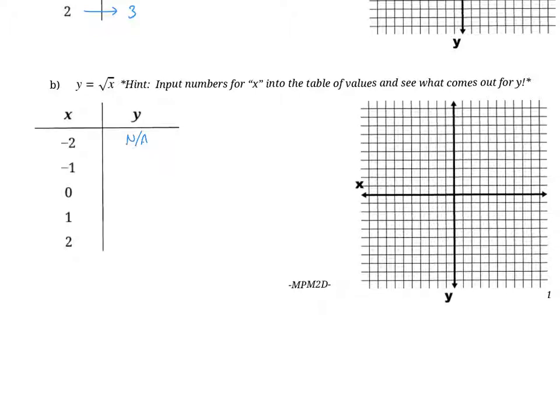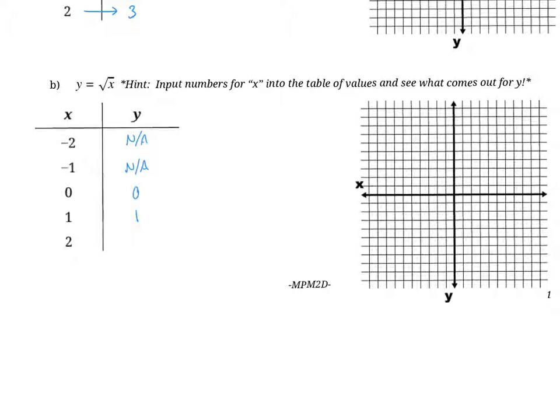What about when x is equal to -1? Can we find the square root of -1? It's the same idea. We can't find the square root of that negative number, so our graph does not exist when x is equal to -1. Can we find the square root of 0? Well, that is actually just 0. And how about the square root of 1? The square root of 1 is just 1.